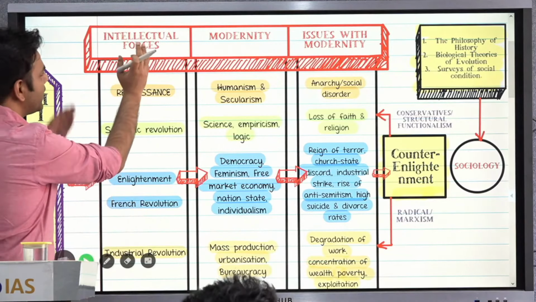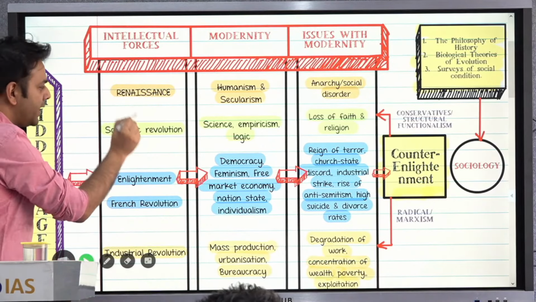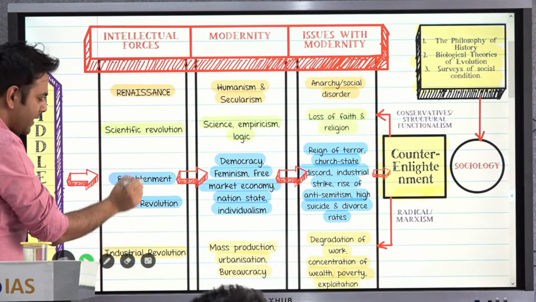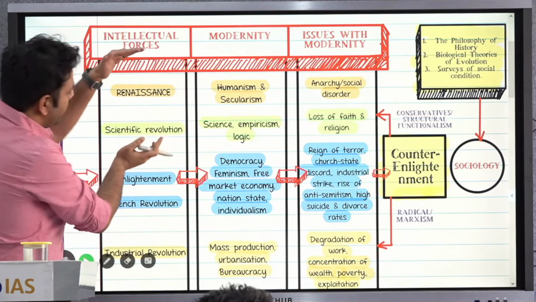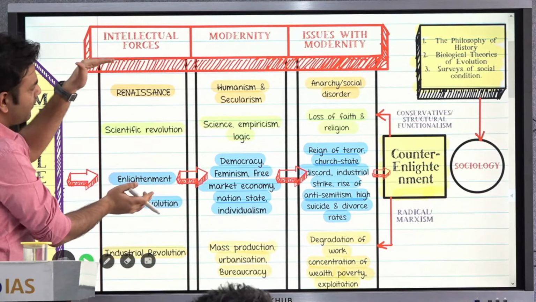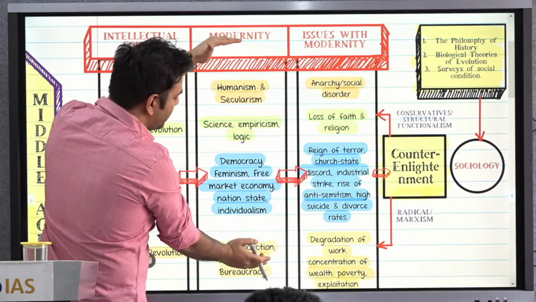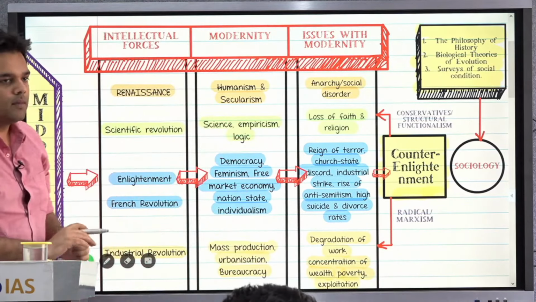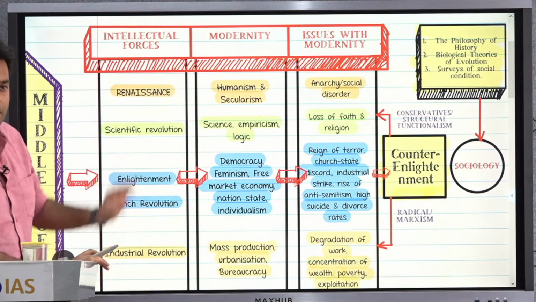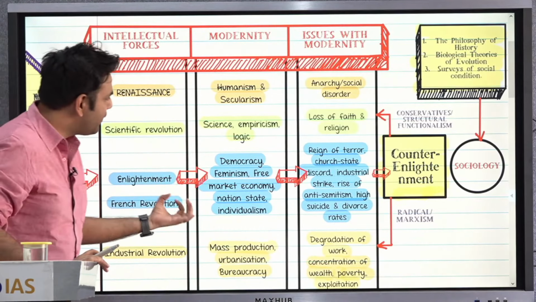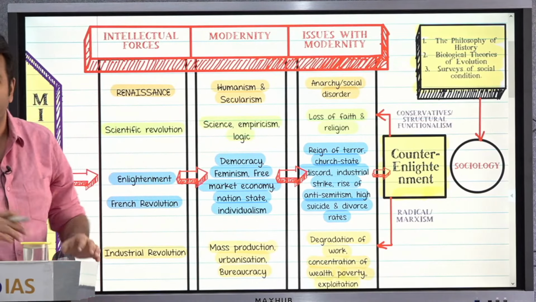So what were those intellectual forces? As I told you in the last 4-5 days: Renaissance, scientific revolution, Enlightenment, French Revolution, Industrial Revolution. What eventually happened with these intellectual forces? Advent of modernity. With Renaissance, we got humanism and secularism, part of modernity. With scientific revolution, we got science itself, empiricism, logic, experimentation, laws, etc.